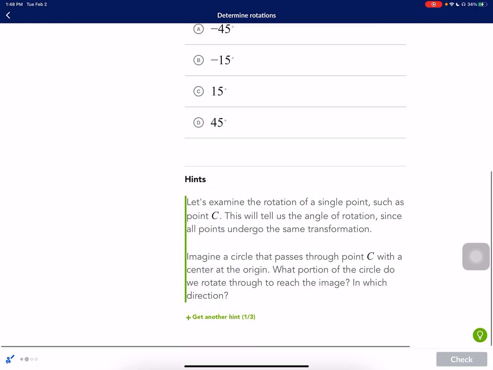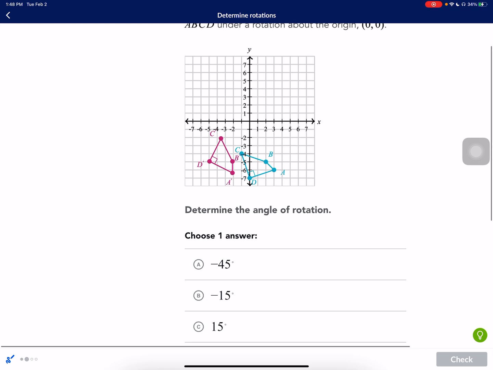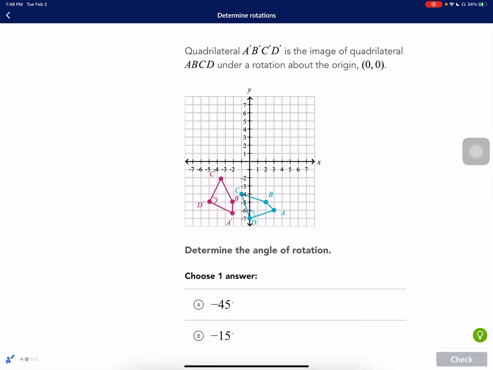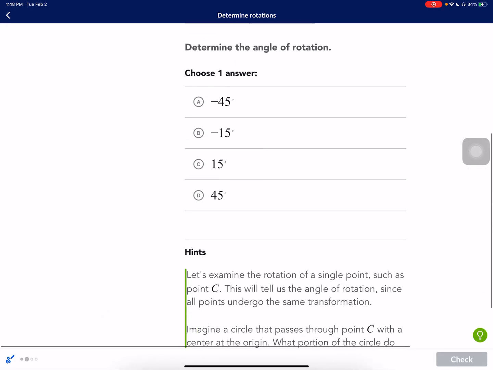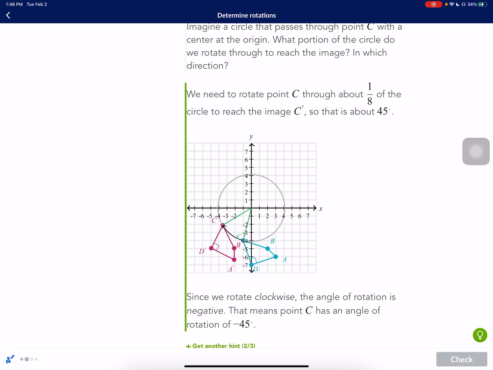It says, let's examine the rotation of a single point, such as point C. This will tell us the angle of rotation since all points undergo the same transformation. I just picked point C because it was the closest to the origin, which was the point of rotation. There's really nothing special about that. I just picked the closest point, so it's easier to draw. See there, they drew something just like me. I haven't been drawing the circles because I'm horrible at drawing perfect circles, but that is a good way to do it as well. They drew a whole circle and tried to look at the fraction of the circle to then say how many degrees we rotated.